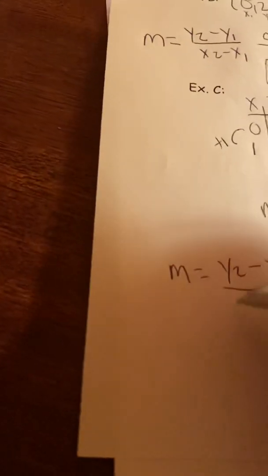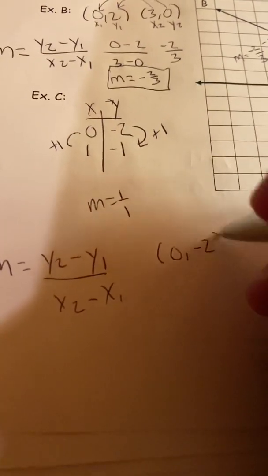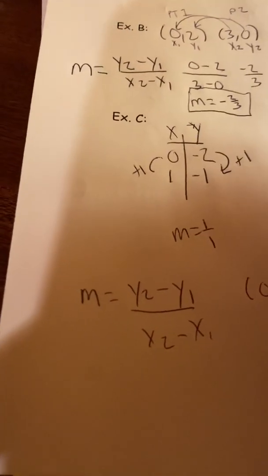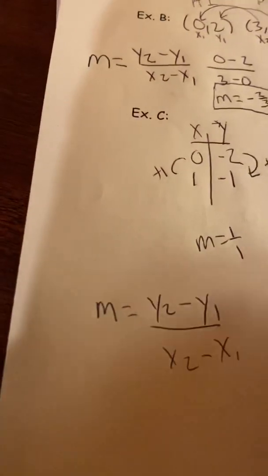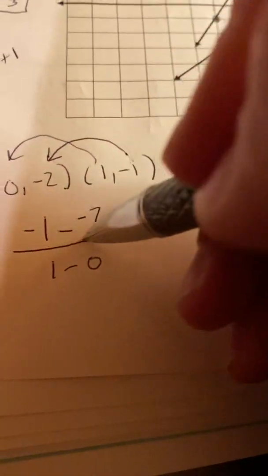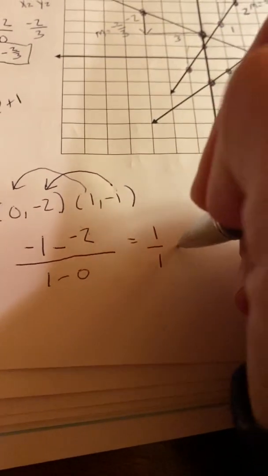What's the other way? Use the slope formula. M equals y2 minus y1 over x2 minus x1. Our points were 0, -2, and 1, -1. Y2 minus y1 is going to be -1 minus -2. And then this is going to be 1 minus 0. So be careful here, because this is really 1 plus 2, which is 1. So fun. And 1 minus 0 is 1, giving me 1.